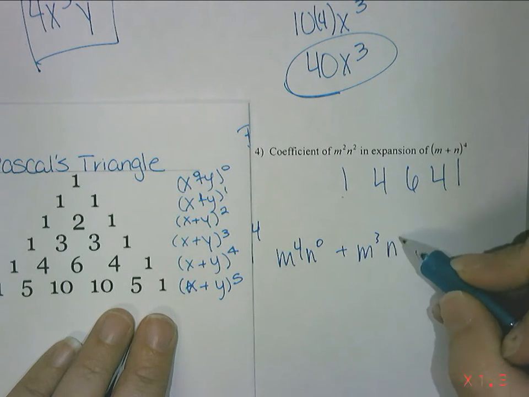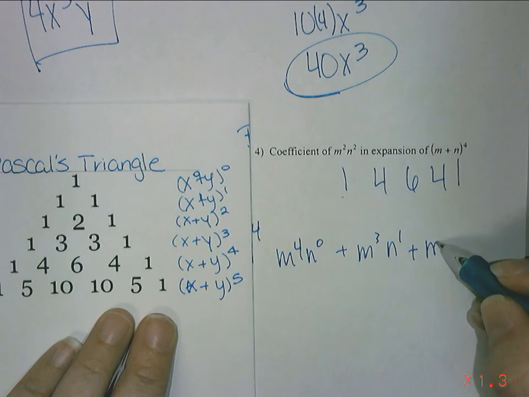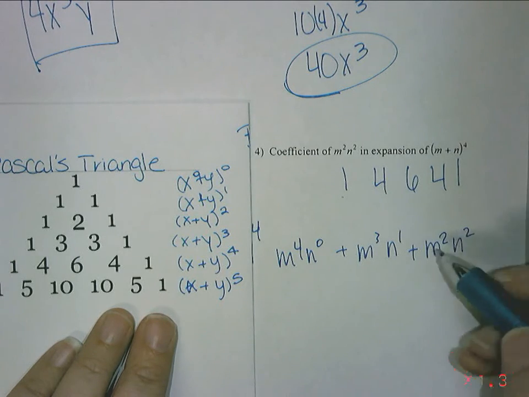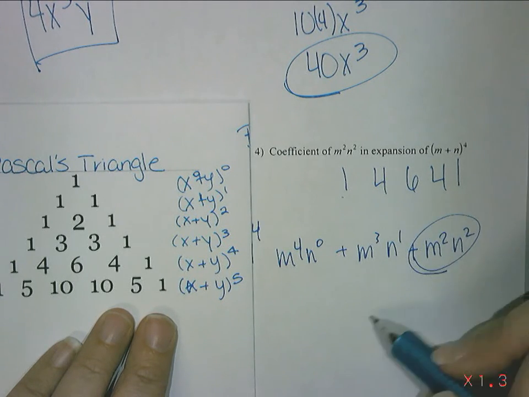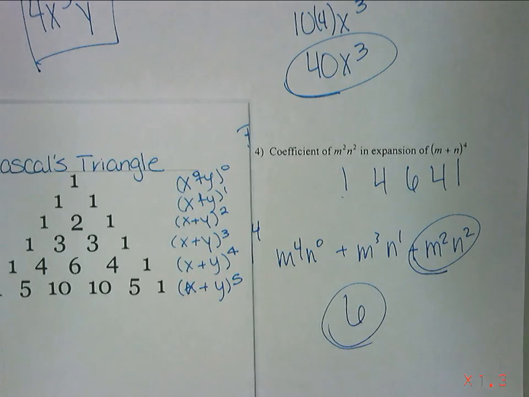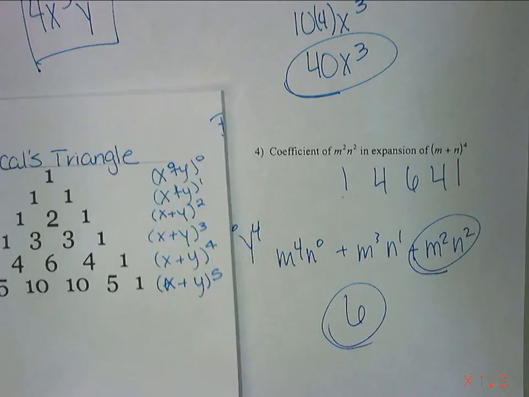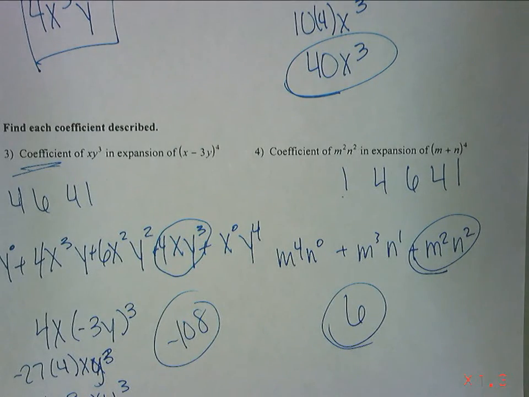the third, n to the first. And then we have m squared, n squared. That's the one that we want. So that's the third one, which is 6. So our coefficient is 6. Okay. This is pretty basic, but there's going to be like 1 or 2 on your end of course, maybe. You never know. So that is how to do binomial expansion.